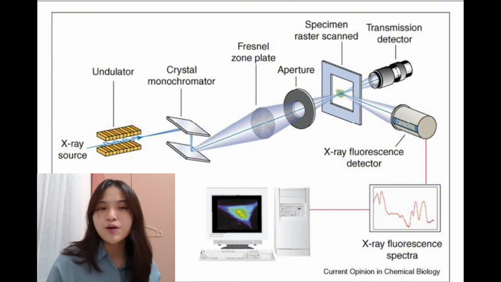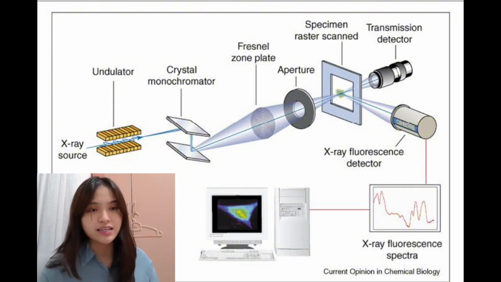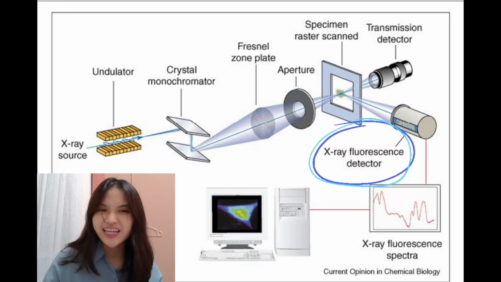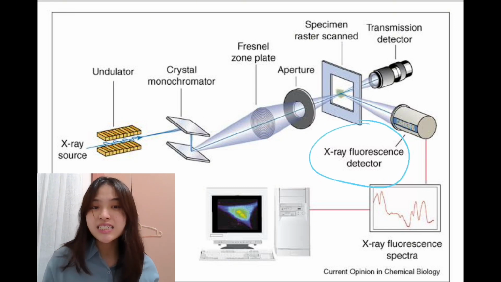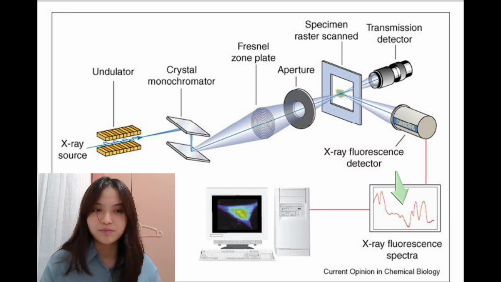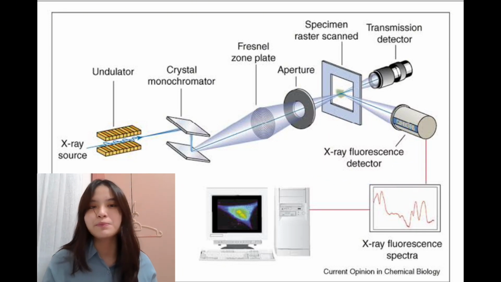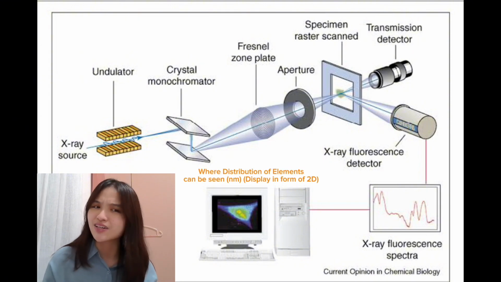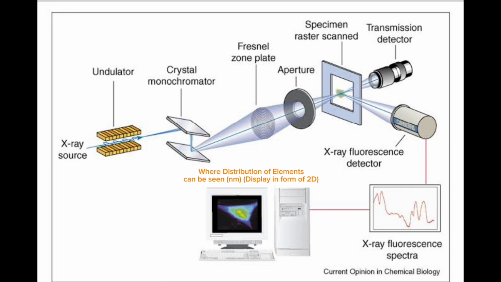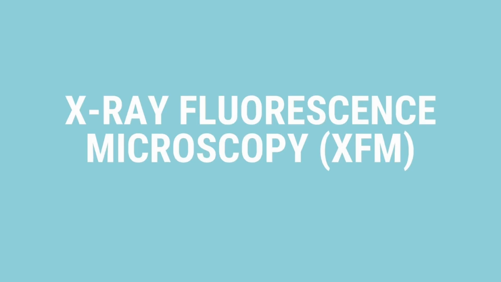Microscopy has always been a crucial part of scientific research. Techniques like electron and optical microscopy are great for imaging, but they have limitations in chemical sensitivity and depth penetration. XFM, on the other hand, combines high resolution and chemical sensitivity. By using focused X-rays, it excites atoms in a sample, causing them to emit fluorescent X-rays. These emissions are then analyzed to map the distribution of elements at the nanoscale, something that traditional methods struggle to achieve. But how does X-ray fluorescence microscopy work?